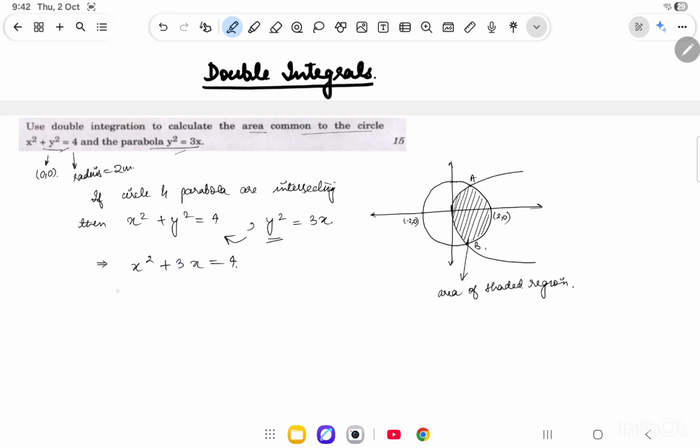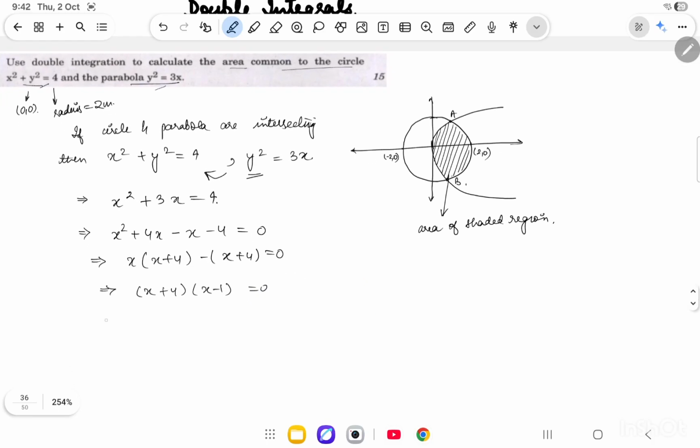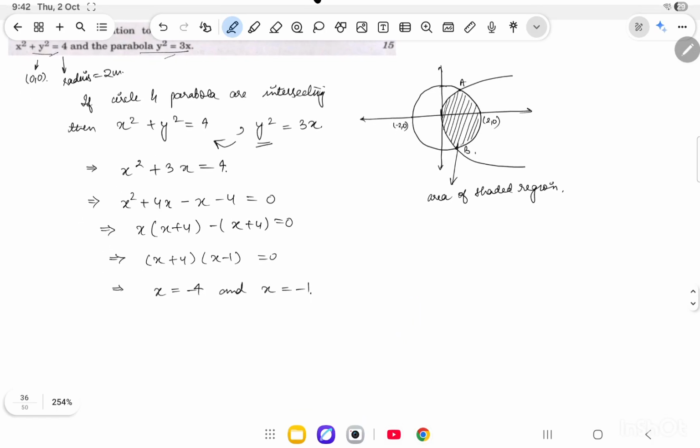Now let's solve this equation, which will give us the x coordinates of the intersection points. I can write it as x square plus 3x minus 4 equals 0, which factors as x plus 4 times x minus 1 equals 0. So they intersect when x equals minus 4 and x equals 1. So we got these two values of x.